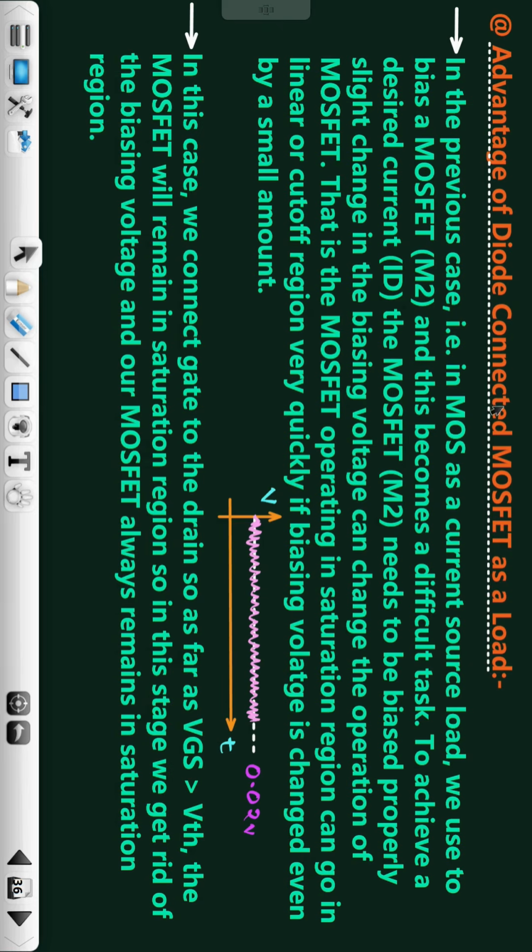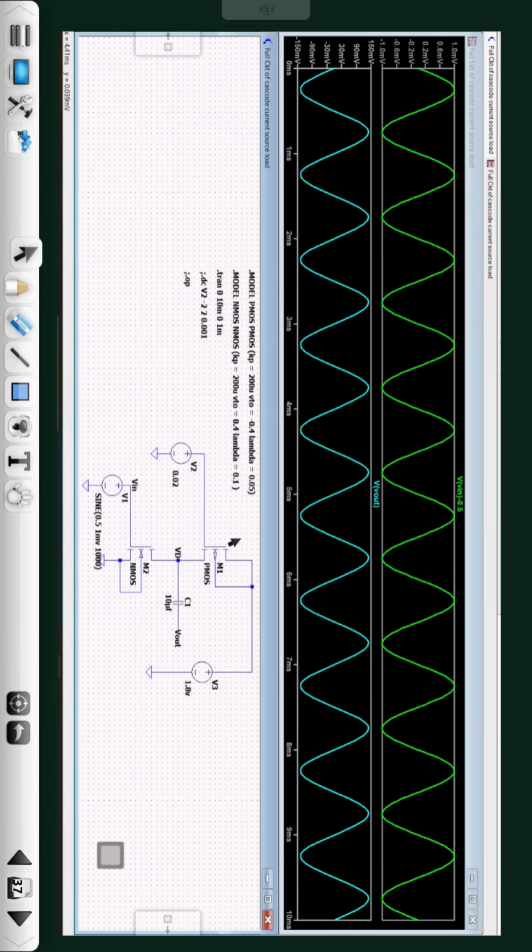In this particular video we are going to see the advantage of a CS amplifier with a diode connected MOSFET over a CS amplifier with a current source load. As you can see, this is a CS amplifier with a current source load.